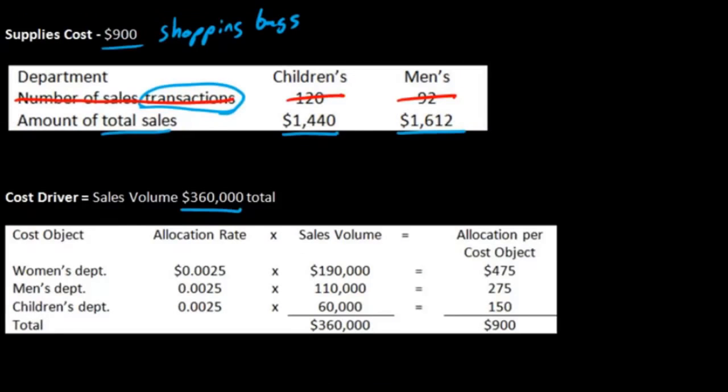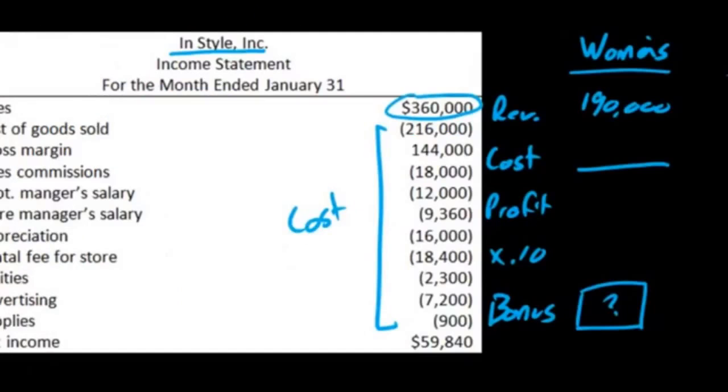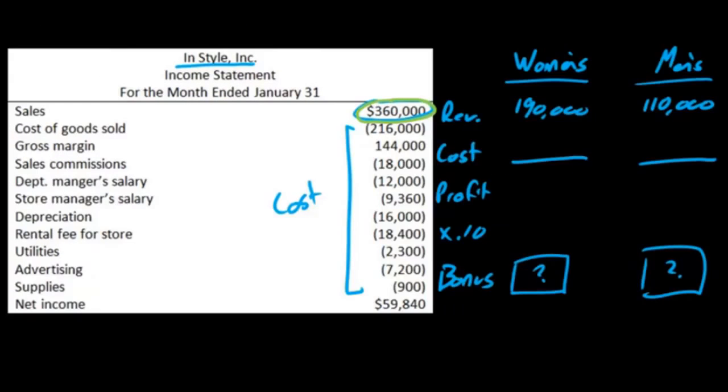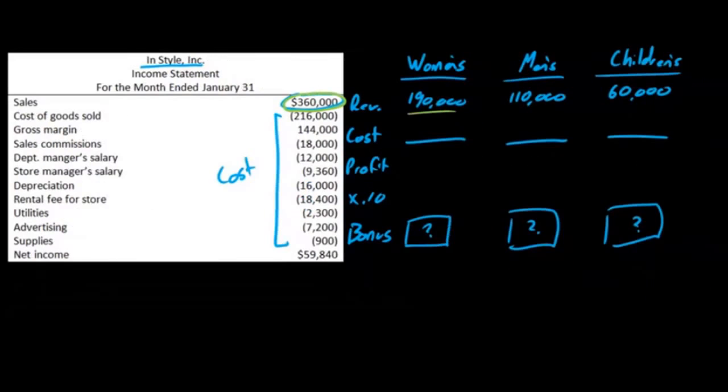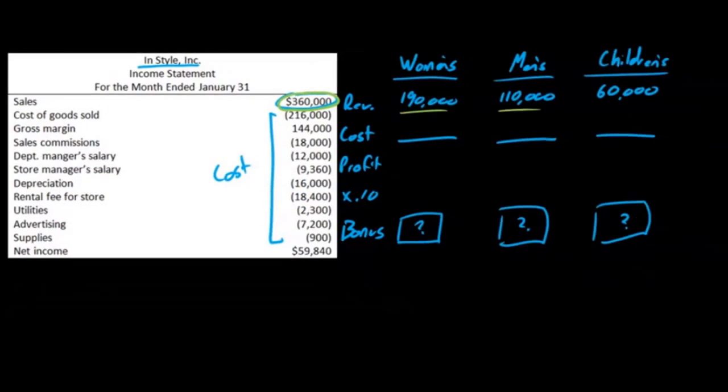So we know for the month our total sales volume across the three departments was $360,000, and we can see that back on the original income statement. We can see that right here, for the month of January we had $360,000 in total sales volume, and $190,000 was from the women's department, $110,000 was men's, and $60,000 was the children's.